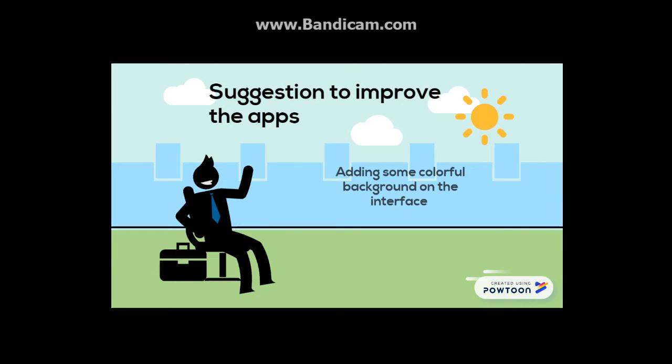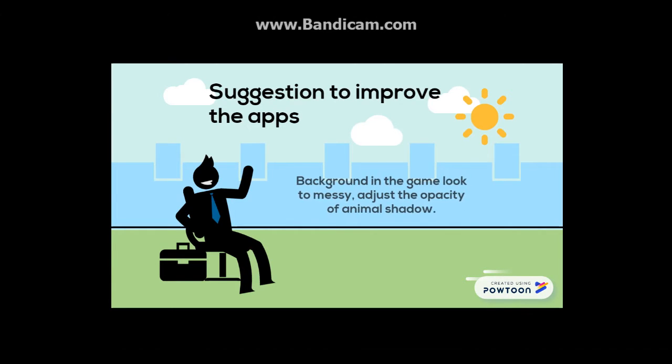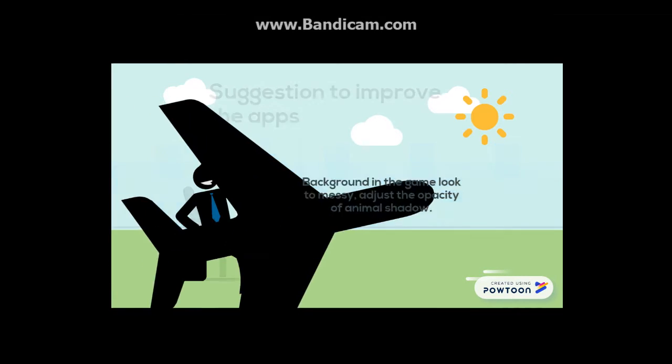My suggestion to improve the app is adding some colorful background on the interface. Make the icons on the interface a little bit smaller, and the background in the game looks too messy. Adjust the opacity of the animal shadows.